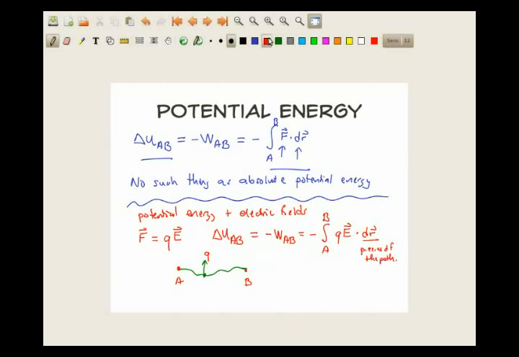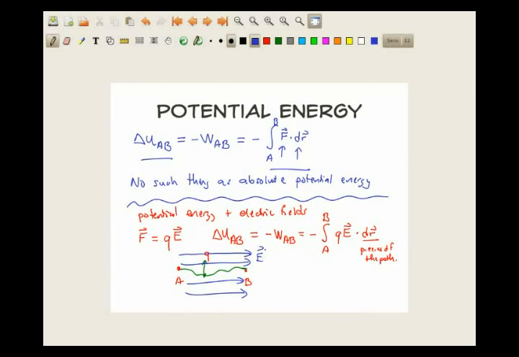So we can imagine that this is some kind of uniform electric field, for instance, here. And the pieces of the path dr. And again, the only pieces that matter are the ones that are parallel to the electric field, E vector.